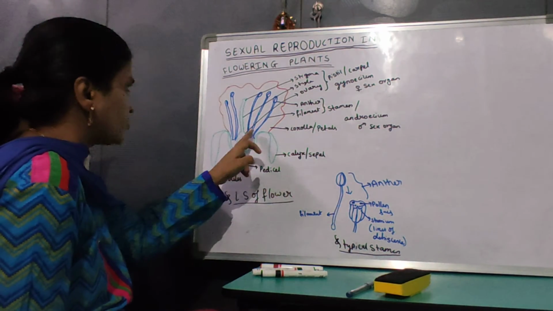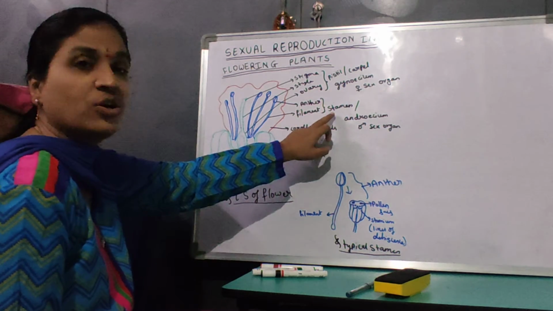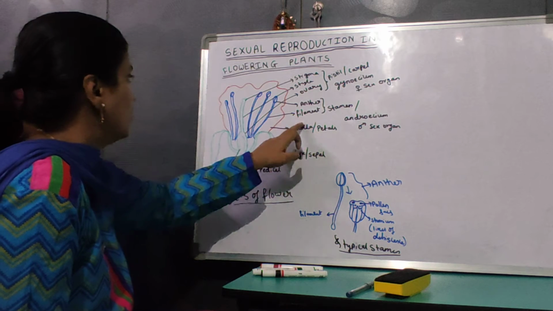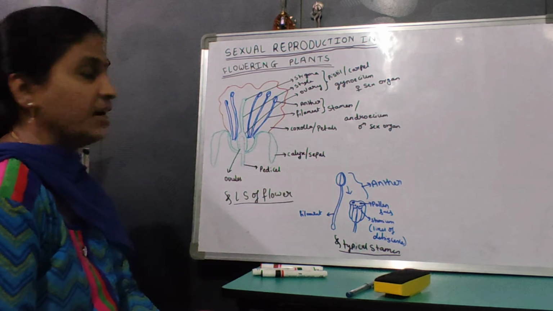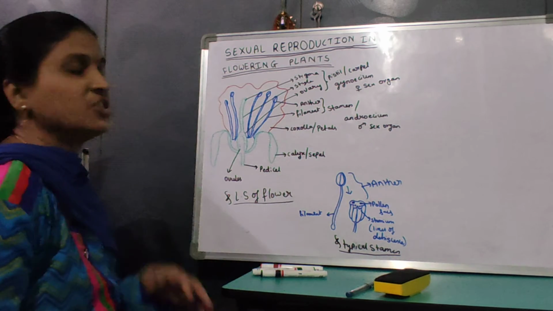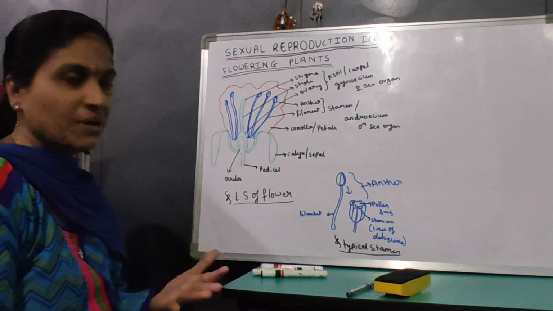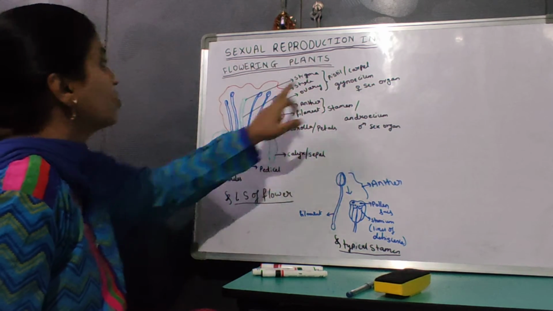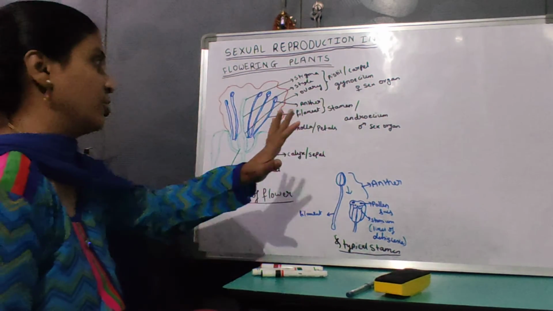If you take the androecium or the male sex organ, it is generally called the stamen. The stamen has a stalk, the filament, and at the tip of the filament, the anther is present. The anther is the main portion which has the male gametophytes and is going to produce the male gametes. Then the female reproductive structure is also called the pistil, carpel or gynoecium. It is the female sex organ.